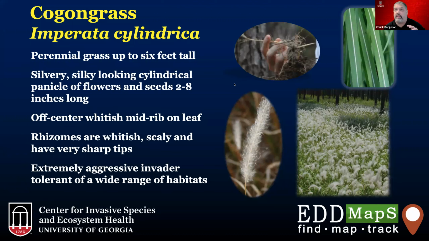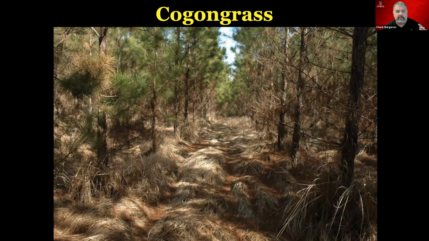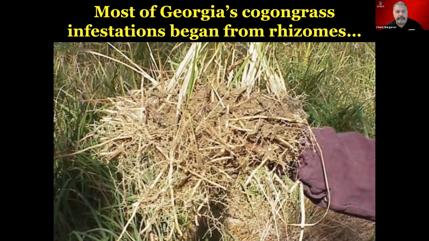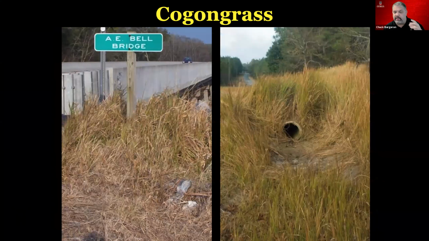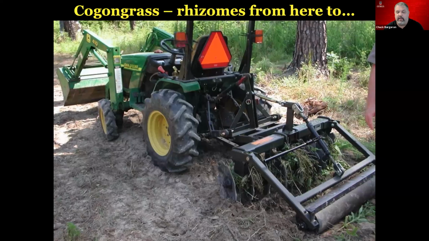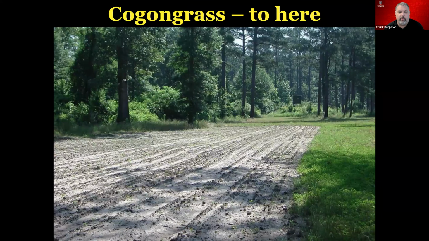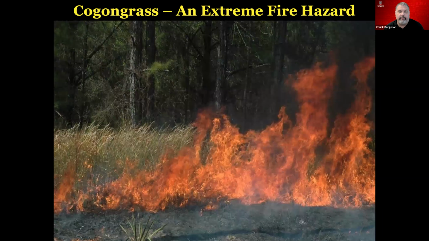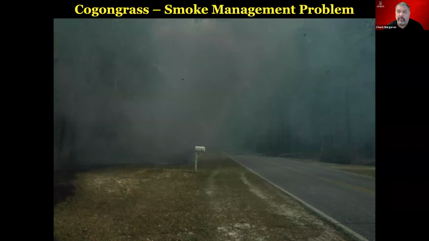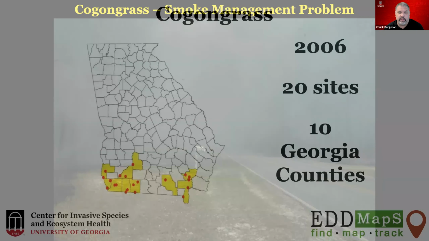And Cogongrass, which is a major forest problem in the South. I left this in there because it's a very interesting story when talking about invasives. It invades roadsides and forests, and it does occasionally show up in more urban environments. It is, again, a huge fire hazard, as well as a smoke hazard, and we've seen some good examples of that.